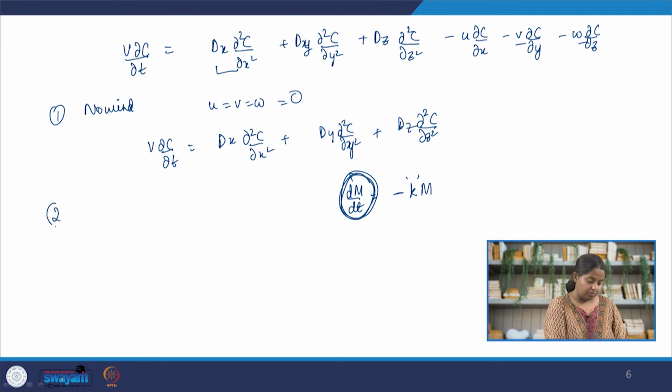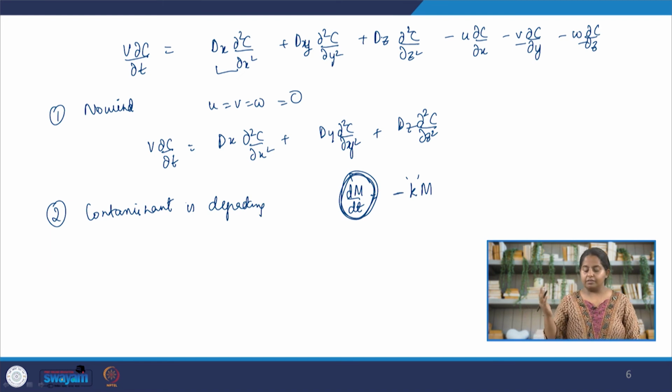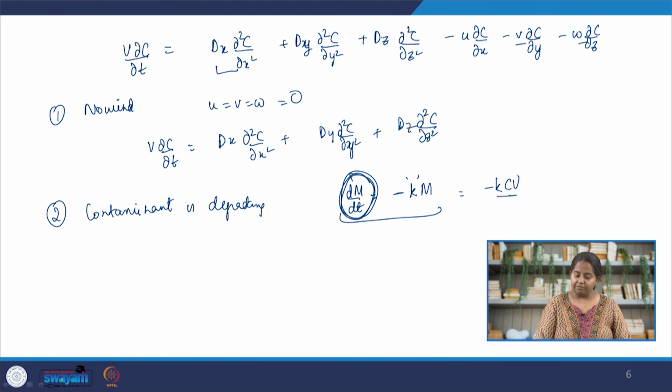So, this is the second situation, contaminant is degrading. Now, here I am assuming first order decay, but it does not have to be first order, it can be 0th order, second order or something else dependent upon the concentration of other compounds, molecules, light, whatever. So, now in case of first order decay, dm by dt is equal to minus km, and km can be minus kcv, sorry, and v here is the volume of the parallelepiped, remember.